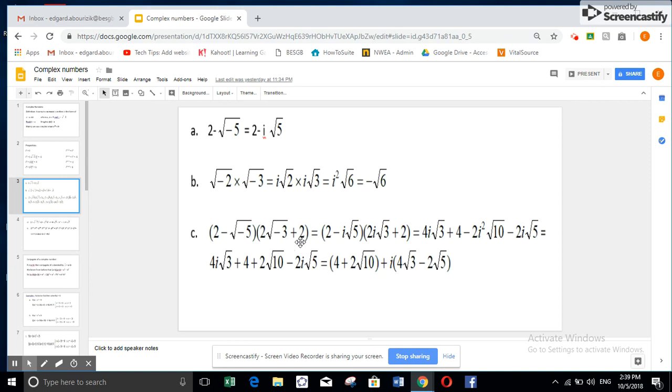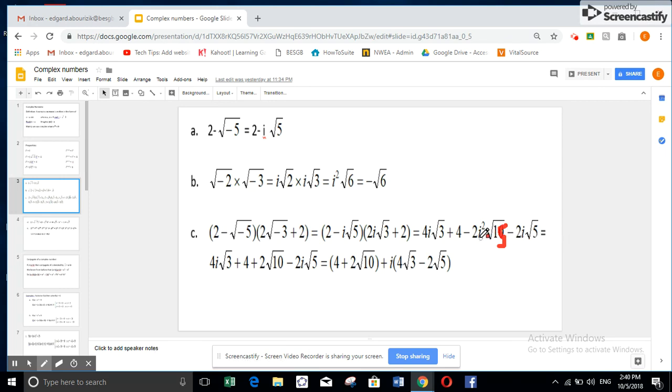So 2 minus i radical 5 times 2i radical 3 plus 2. Now if you start multiplying, 2 times 2 is 4. 2 times 2i radical 3 is 4i radical 3. Minus i radical 5 times 2i radical 3: we multiply outside with outside, minus 2i squared, radical 5 times radical 3. Sorry, here it must be radical 15. And minus i radical 5 times 2, so it's minus 2i radical 5.